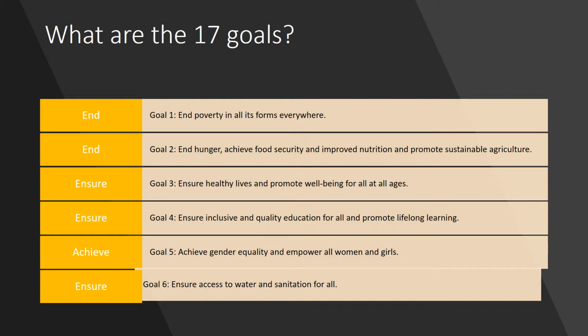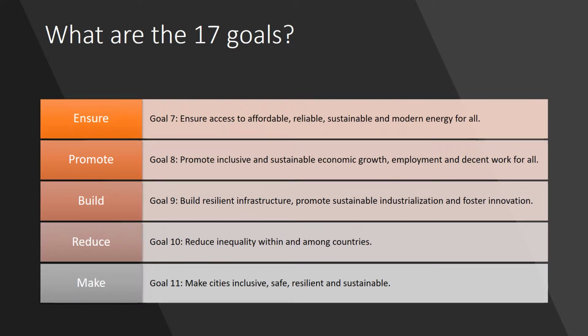Goal number six, ensure access to water and sanitation for all. As I mentioned earlier, I was talking about how important it is for all people to have access to clean water and sanitation services, in order to prevent disease, which is an essential cause of child mortality in developed and developing countries around the world. Okay, we continue with the goals. Goal number seven is ensure access to affordable, reliable, sustainable, and modern energy for all. Goal number eight, promote inclusive and sustainable economic growth, employment, and decent work for all.